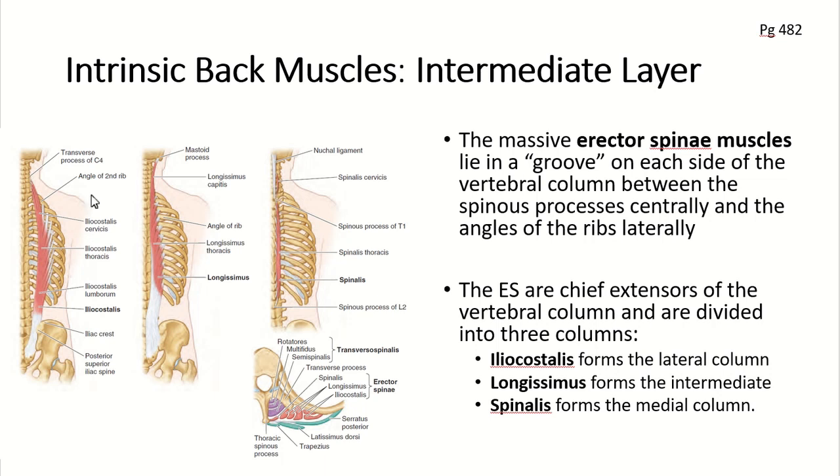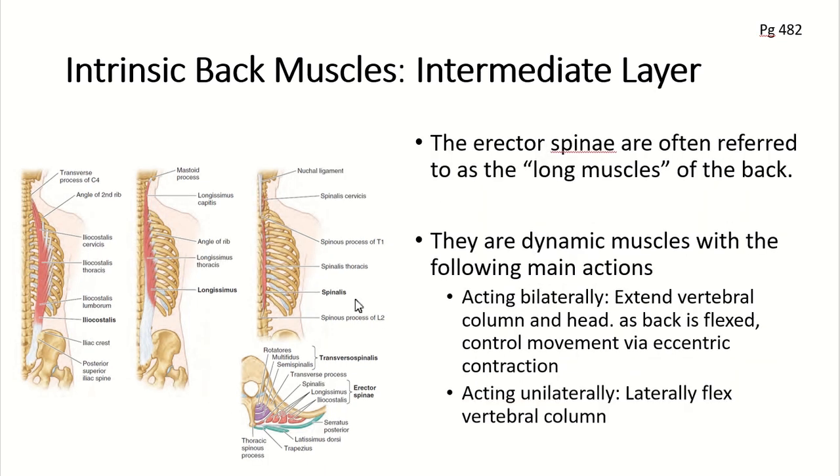And in this intermediate layer, what you'll notice about these long muscles of the back, as the name suggests, is that they are there to actually make the spine erect, okay? These are dynamic muscles, and their main actions, especially when acting bilaterally on both sides of the spine, are to extend the vertebral column and the head. So as you flex your back, this controls movement using eccentric contractions.